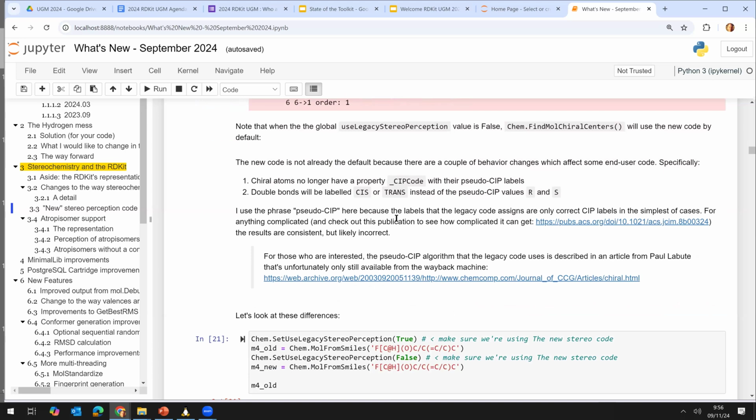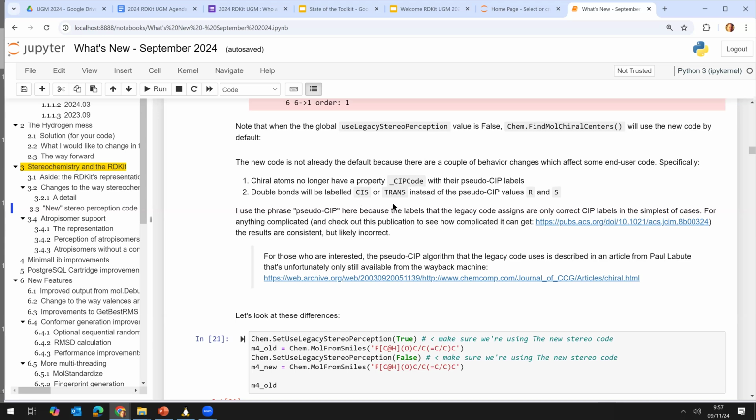Okay, why all of this? I would like to change the behavior so that we do the right thing. So I want to change it so that use legacy stereo is turned off by default. Why do you care? First of all, you'll get more correct results, which hopefully you like. But there's going to be some changes. Right now, when you read a molecule in, chiral atoms have this CIP code property set on them. How many of you know about this? Okay, so that's going to go away by default.